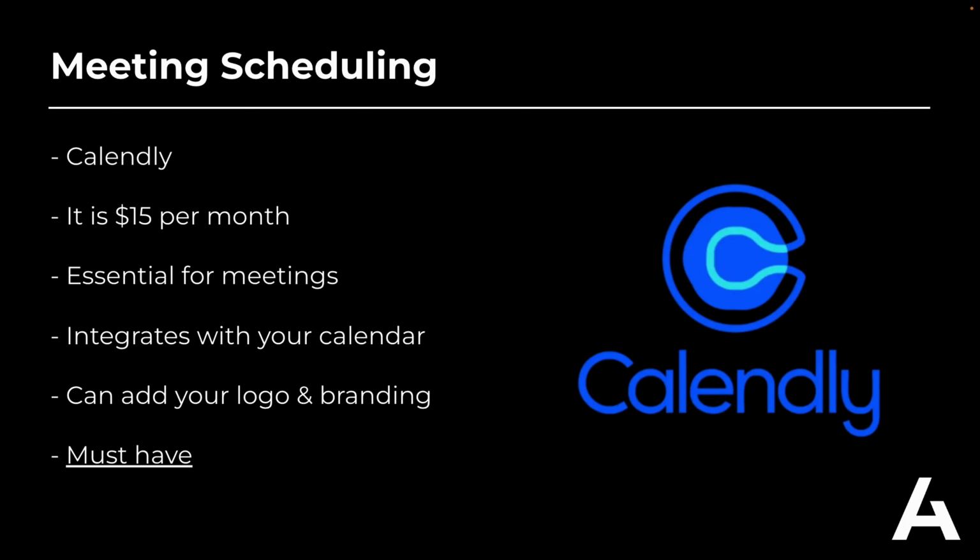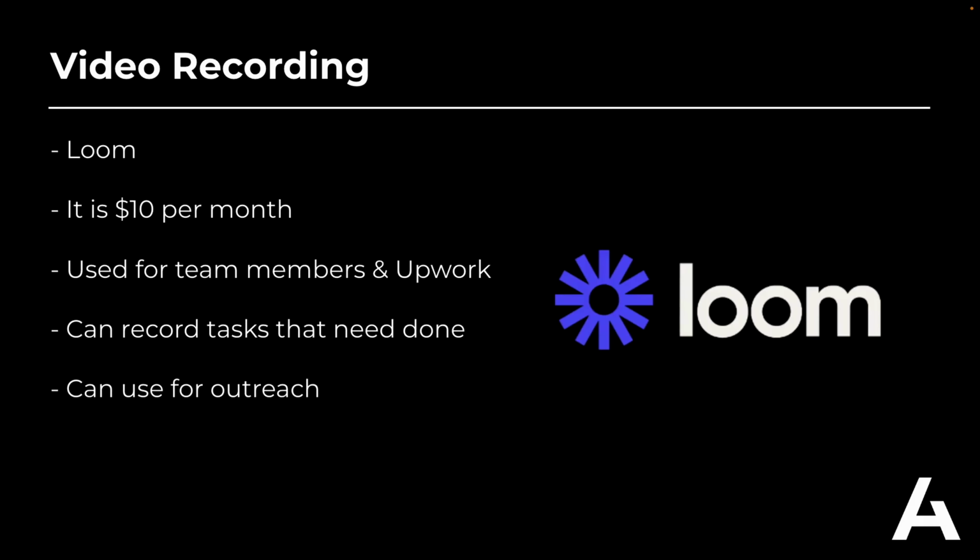Meeting scheduling, Calendly. Obviously, I'm sure you all know what Calendly is. Every agency in the world uses Calendly. It is $15 per month. Essential for meetings. You're going to integrate it with Zoom. You're going to integrate it with your calendar. You can add your logo and branding. This is pretty much a must-have from my perspective because it is just the best in the market. That's why it is the market leader. That's why it essentially has a monopoly over meeting scheduling softwares. Really, really important, really easy to use. So go out there and get Calendly.